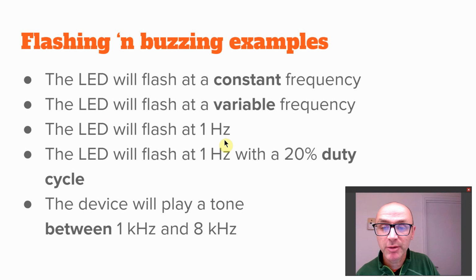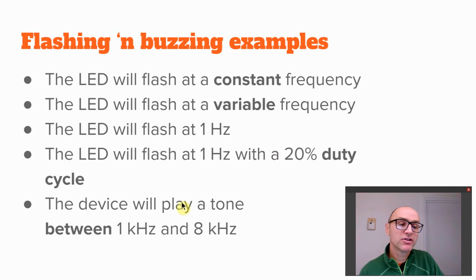We could use an oscilloscope. We could say the LED will flash at 1 hertz with a 20% duty cycle. I'm going to show you an example of that. That just means that it's going to flash on off and it's going to repeat that every 1 second, but only 20% of the time would it actually be on.